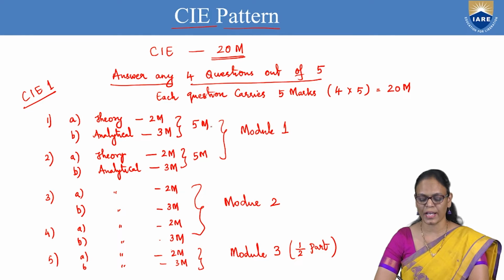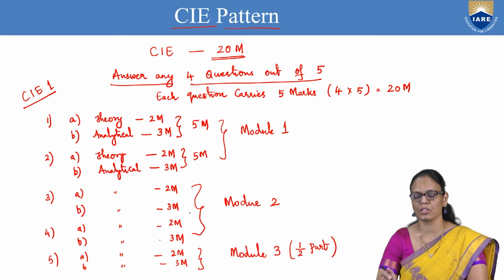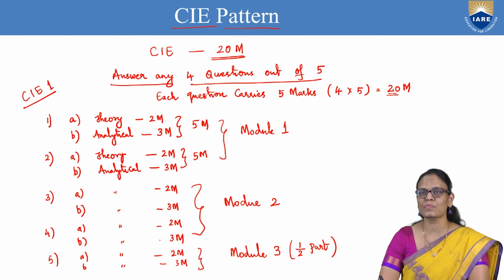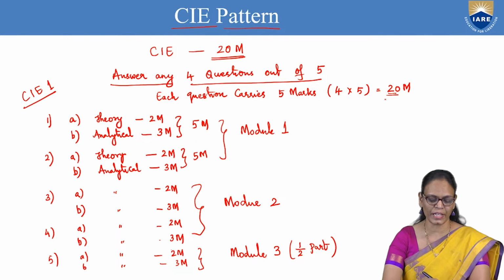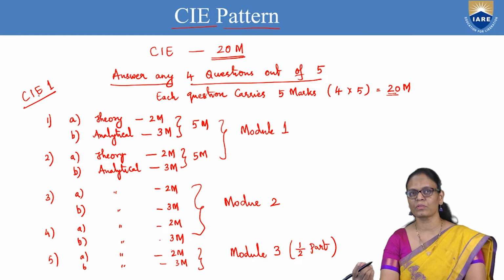Each question carries 5 marks. So 4 questions you'll be answering for 20, and this will be scaled down to 10 marks. CIE 1 marks will be scaled down to 10.